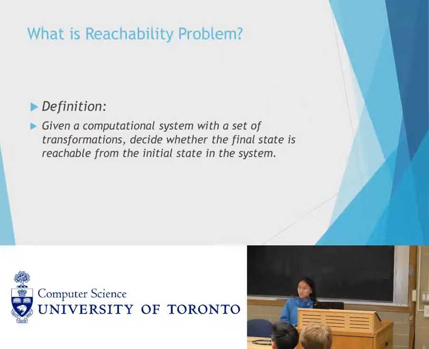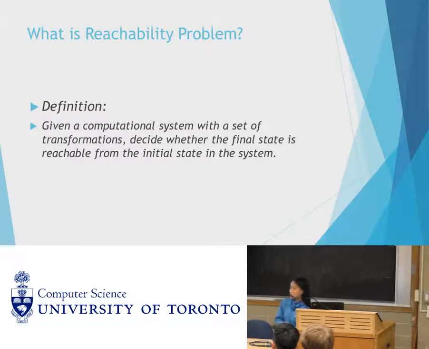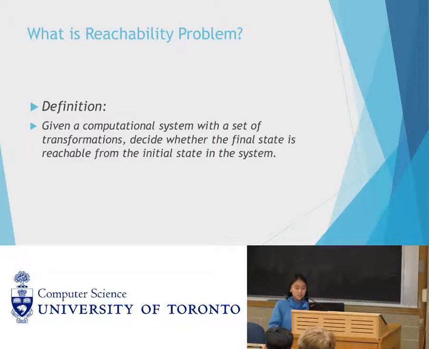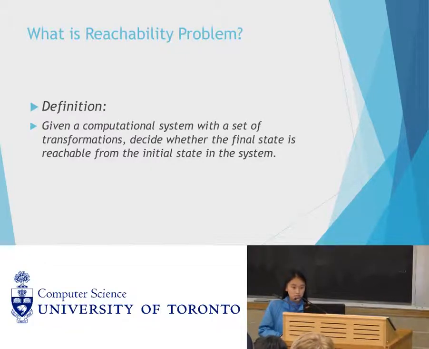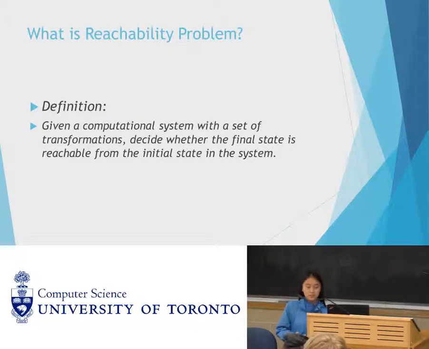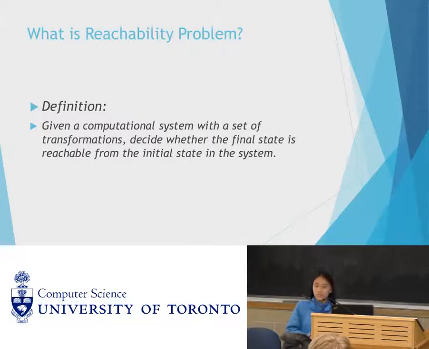And what is the reachability problem? The reachability problem is actually a fundamental problem for most theoretical areas. Given a computational system with a set of transformations, the reachability problem is to decide whether the final state is reachable from the initial state in the system.